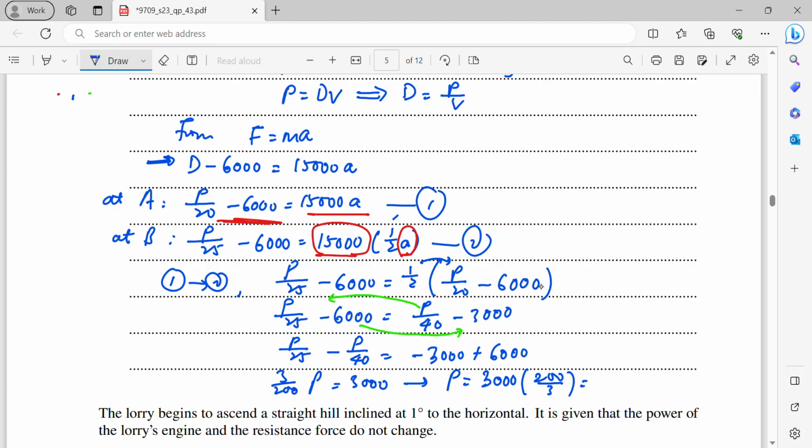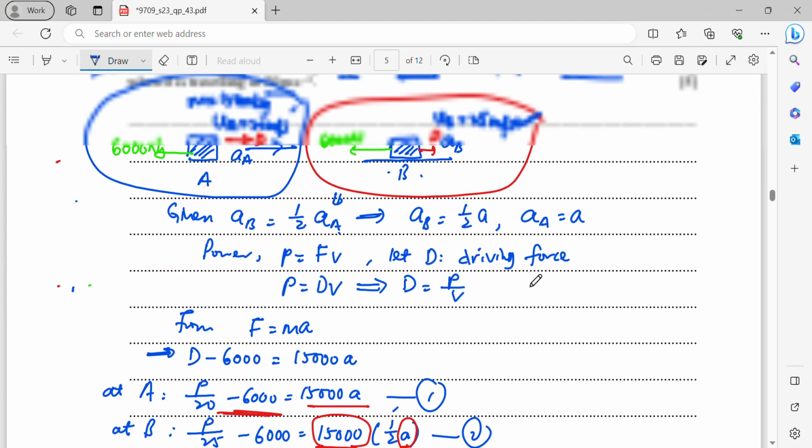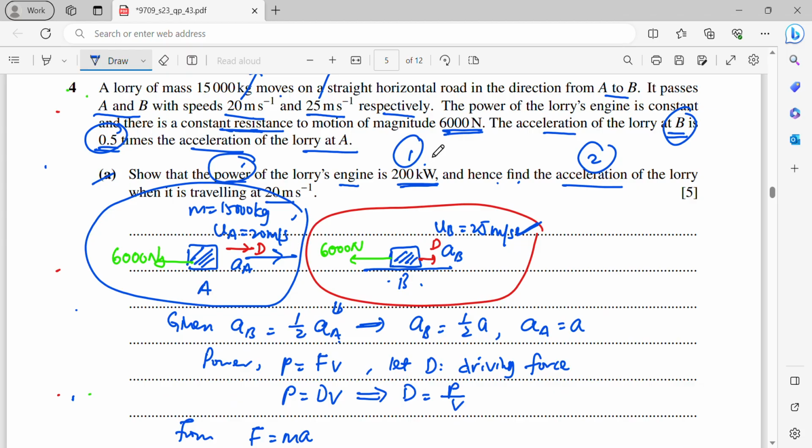Then it will be 200,000 watt. And this is also the same as 200 kilowatt. So this is how we prove the P value. Okay, which is the first part.